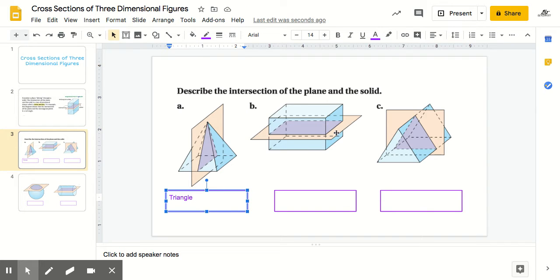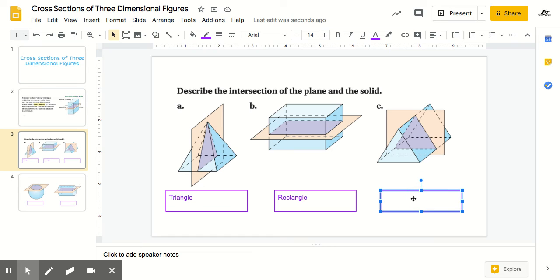Okay, let's look at B. Here we have a rectangular prism that was sliced by this plane. What shape did this create? Well, it created a rectangle. Right, letter C. Here we have a triangular prism. It was cut by this plane, which formed this purple shape. What shape is this purple shape? It is a triangle.